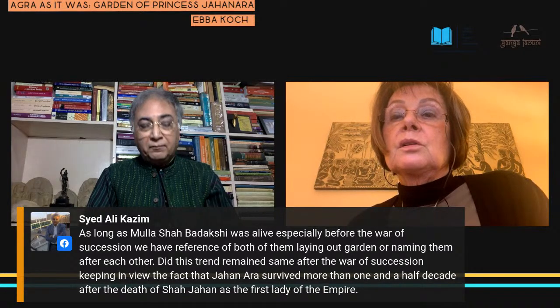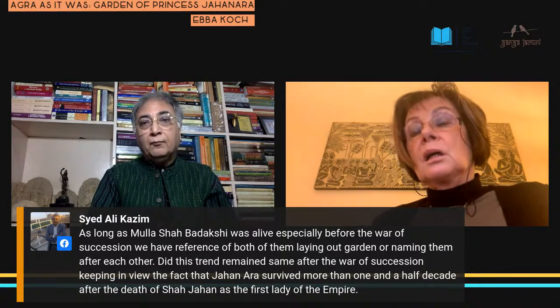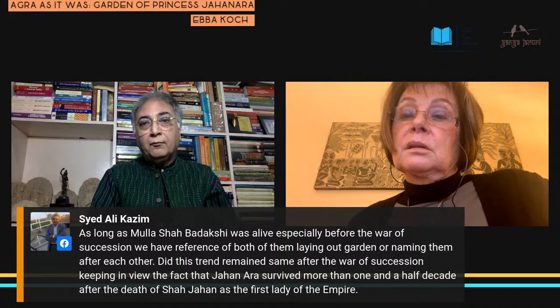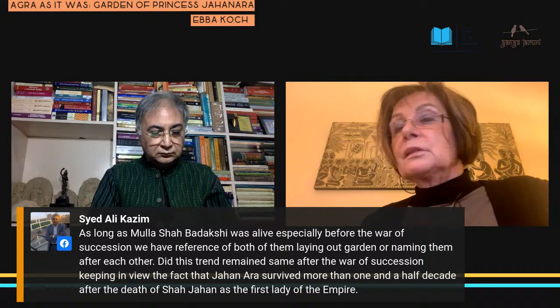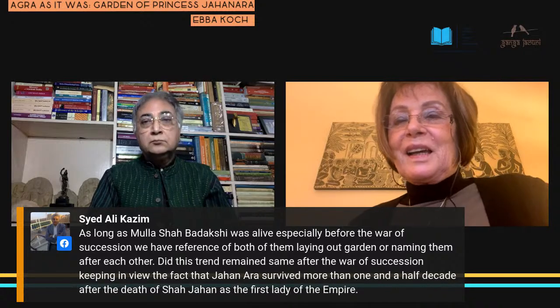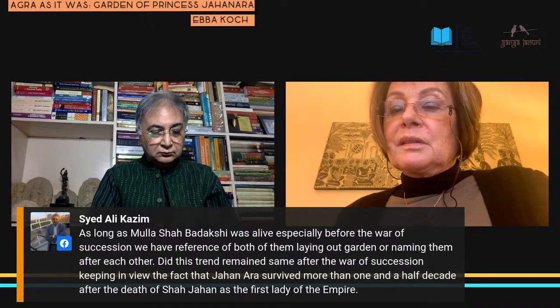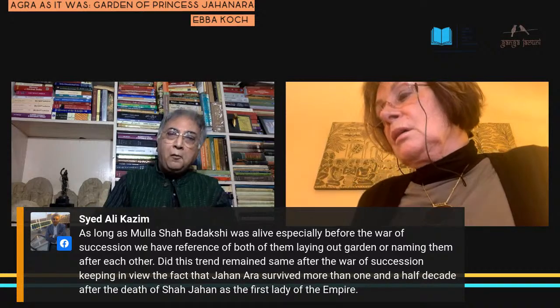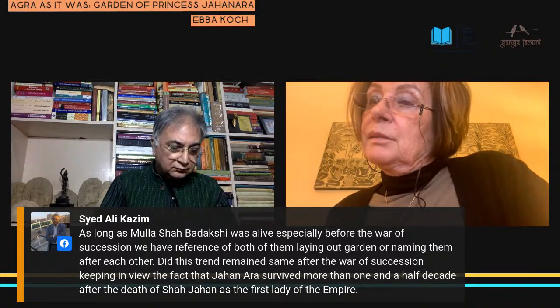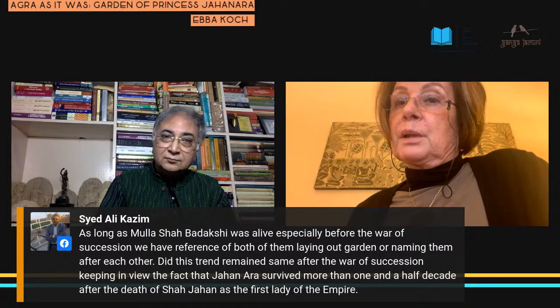Yes, we have evidence of Mullah Shah Badakhshi and Jahanara, and also her brother Dara Shukoh, building gardens at Kashmir. So I think they were like a little team designing buildings. And in the new book of Samir Hamdani, more material of this activity will come to light, which is going to be published.